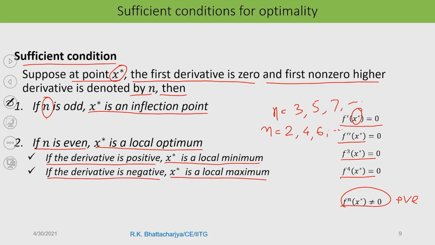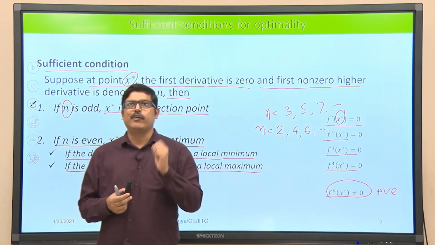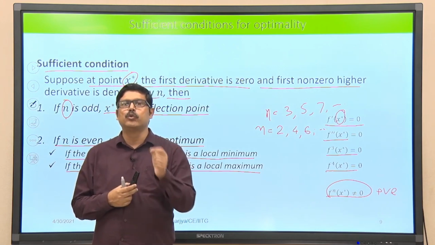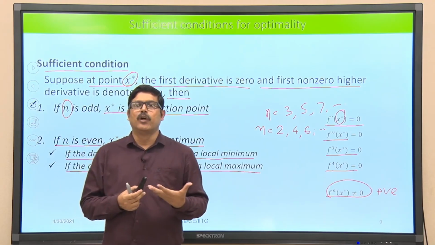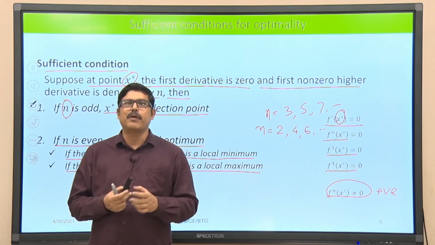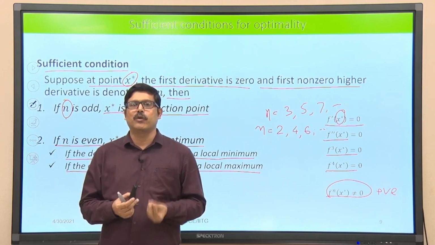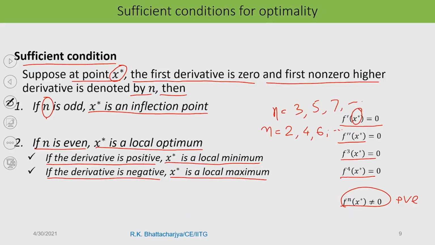Now what I will do, first I will look at the value of n. If n is odd, then x star is an inflection point. Now, if n is even, that means 2, 4, 6, something like that, then what will I do? I will look at the function value. If the function value is positive, then x star is a minimum point. If the function value is negative, then x star is a maximum point. So, by going through this, I can tell whether x star is an inflection point, a maximum point, or a minimum point.